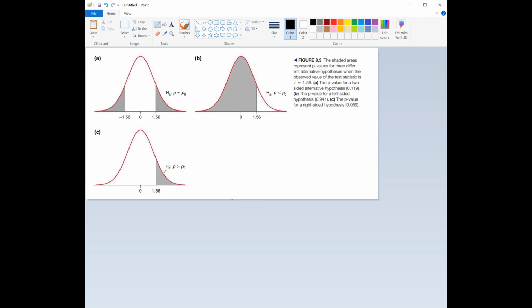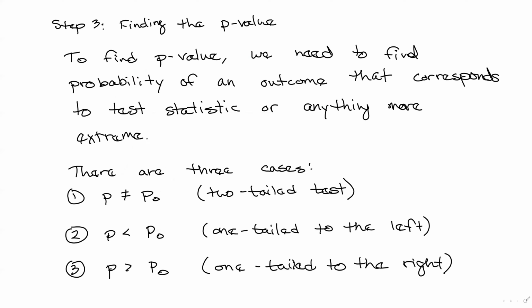Okay, so that's each of the 3 different cases, and that's visually what they look like, with an explanation for why. All right, so let's go back and do an example. How do we find a p-value given a test statistic? In this case, we're going to look at one of the problems again from the last section.